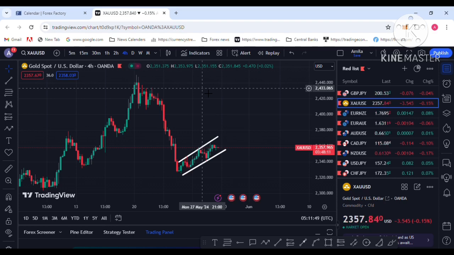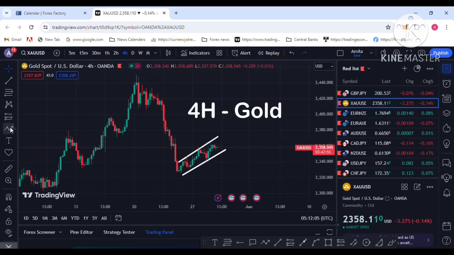This is the gold chart. This is the technical analysis: how to identify the technical chart patterns in the gold chart. I am on the 4 hour gold chart.